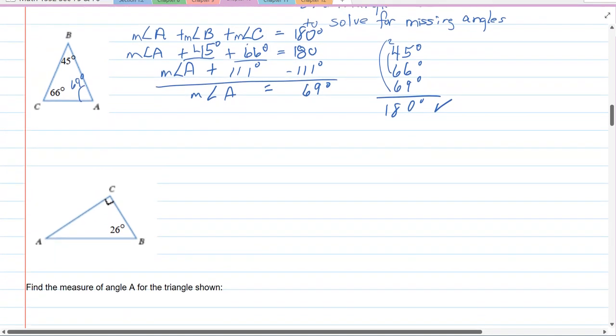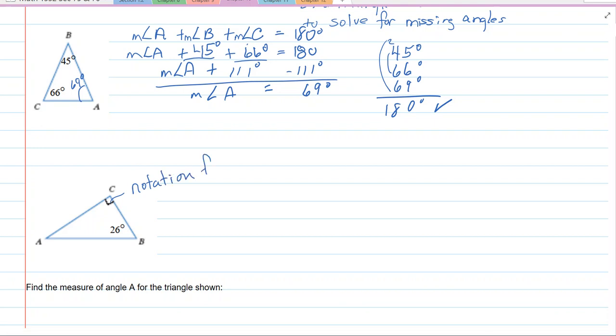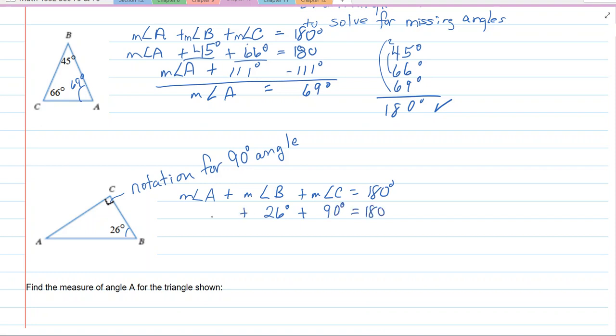All right. Well, here we have the notation for a 90 degree angle, by this little square, and then we have 26 for B. So we can state that the measure of angle A plus the measure of angle B plus the measure of angle C must equal 180 degrees by Euclid's theorem. And we're going to replace what we know. We know that B is 26 degrees, and we know that C is 90 degrees, but we don't know the measure of angle A.